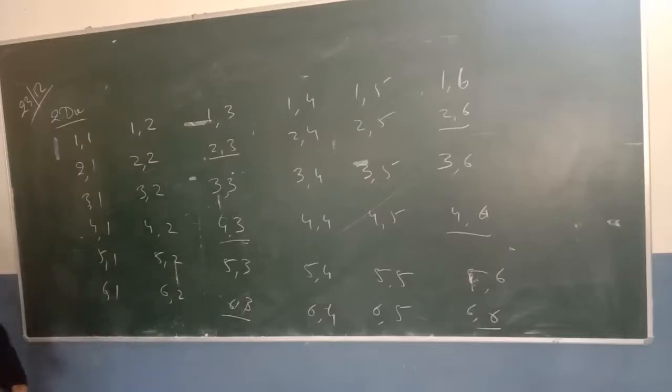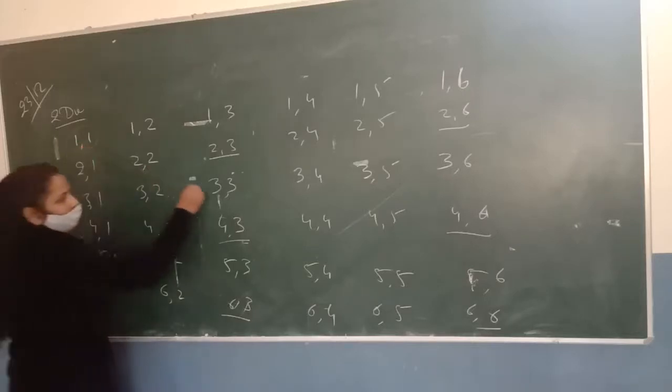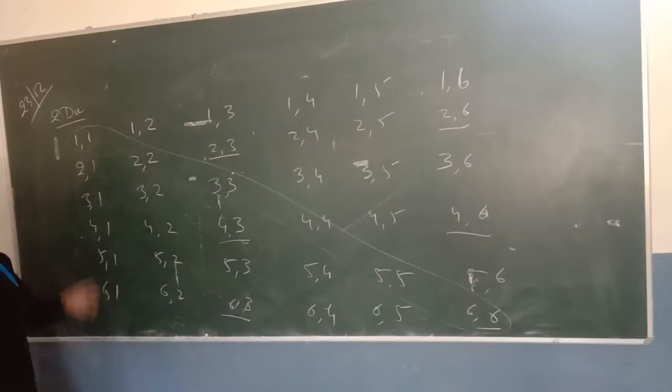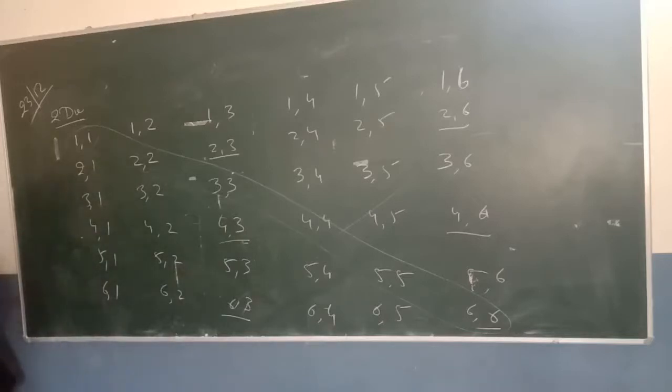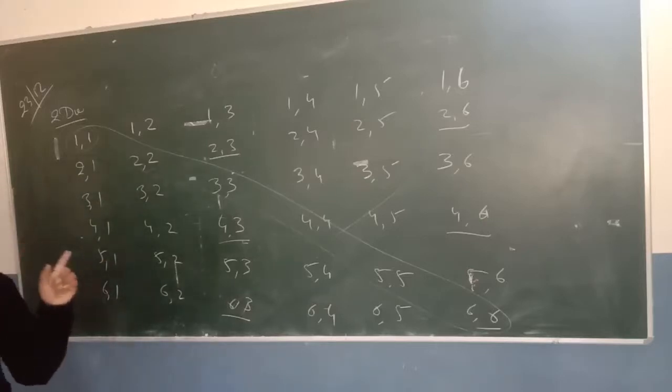Okay. Now, the duplicate on both the dice. 6, 6. Duplicate means same numbers. These are the duplicates. So there are a few questions about the 2 dice. You should always make this table before answering any question related to 2 dice.